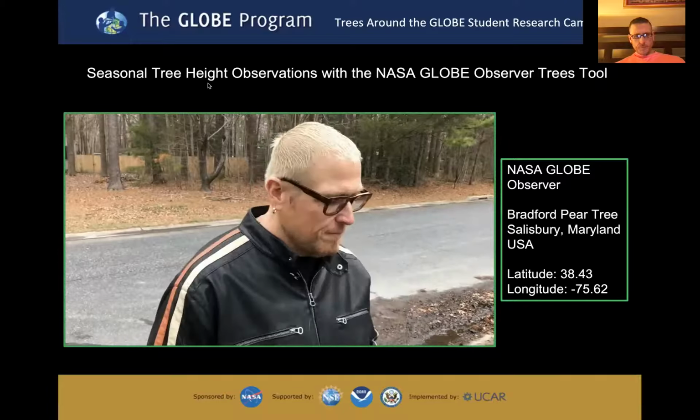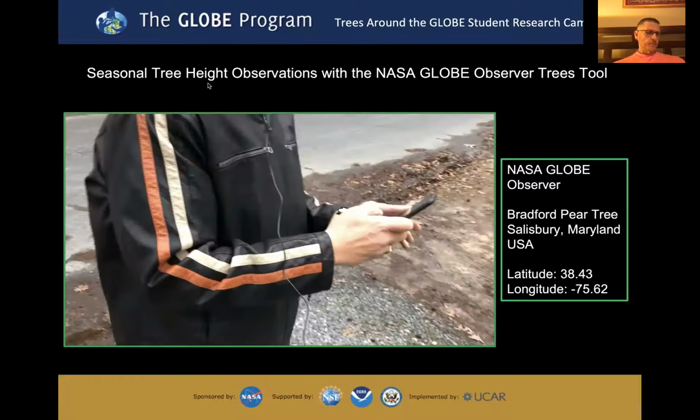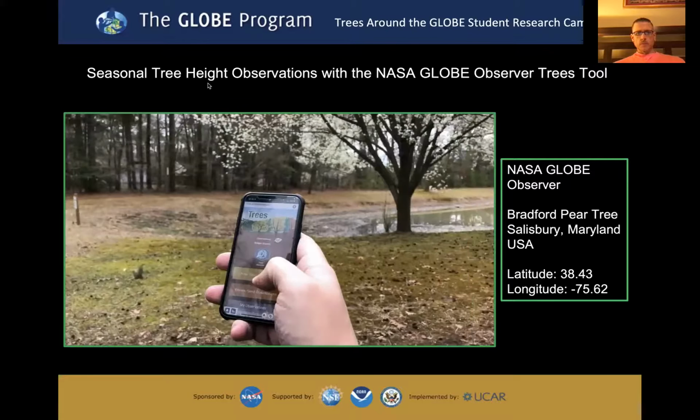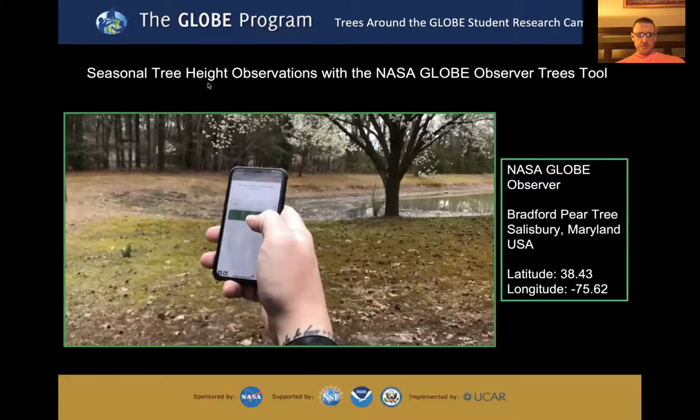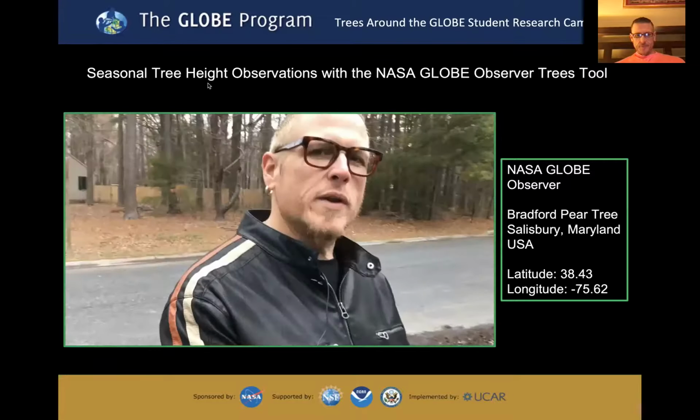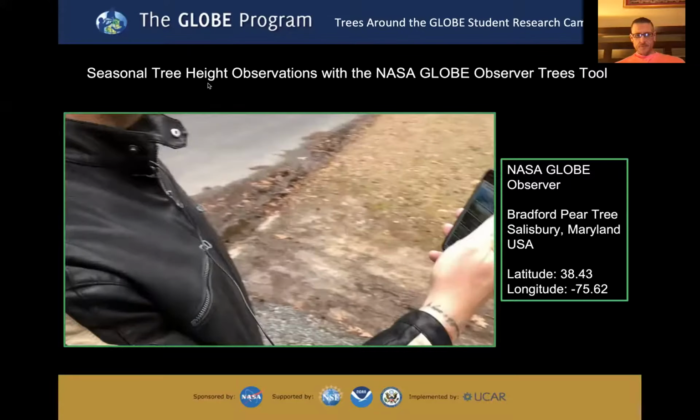So let's get started. We're going to go into the trees tool, click trees, new tree observation. You'll get a date stamp, time and date. Make sure that's right. Then it's going to ask for surface conditions. We want to know what's happening around your local environment when you're taking the tree observation. Meaning, is there snow or ice on the ground? No. Standing water? No. Is it muddy? No.